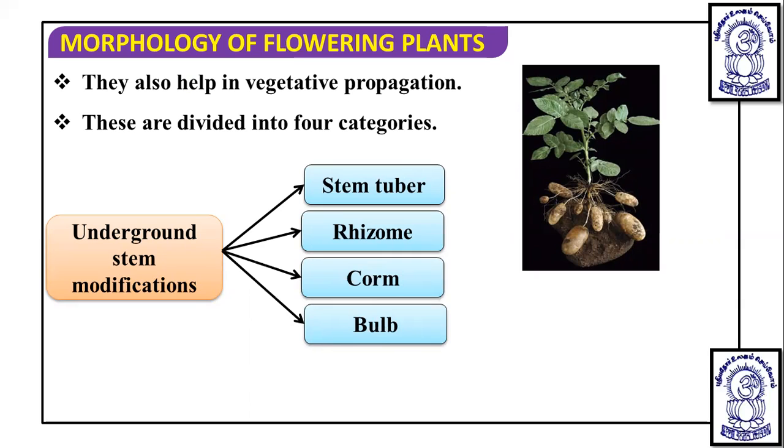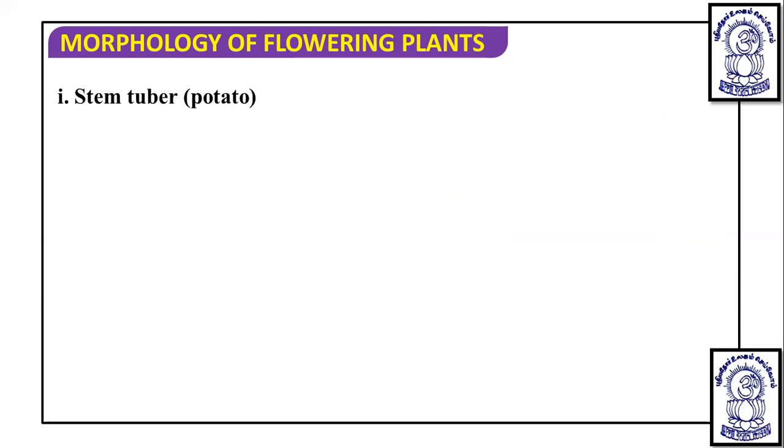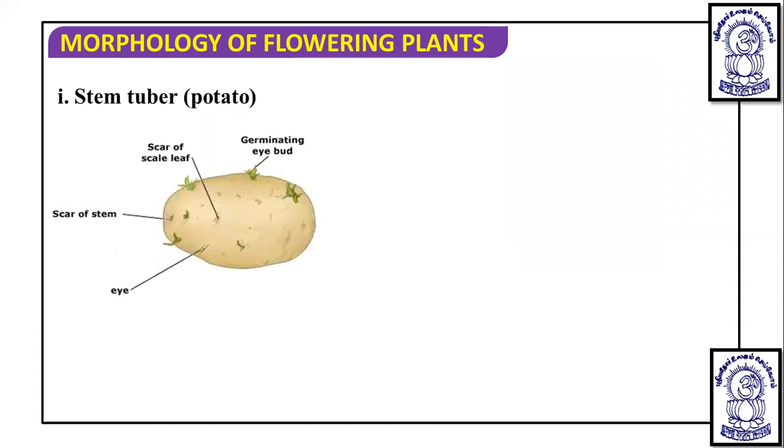Now let's talk about them one by one. First we are going to talk about the stem tuber, and if we take an example of it, it is a potato. Actually, what happens is that the tip of the underground branch of the stem gets swollen, and that swollen end of this branch is known as a tuber. The example of this tuber is a potato.